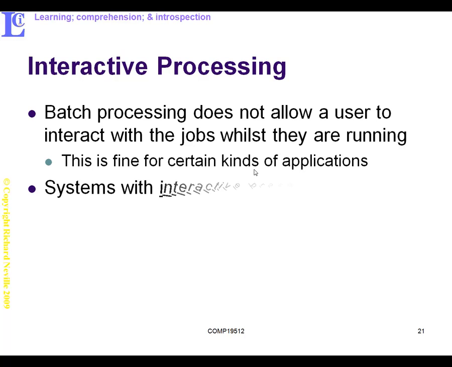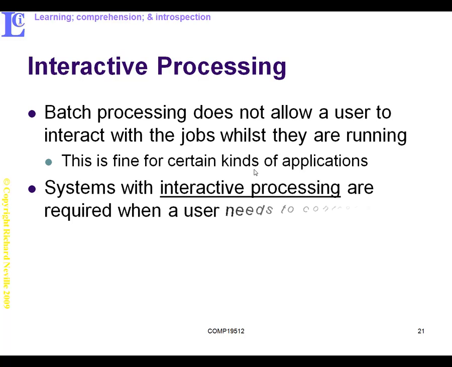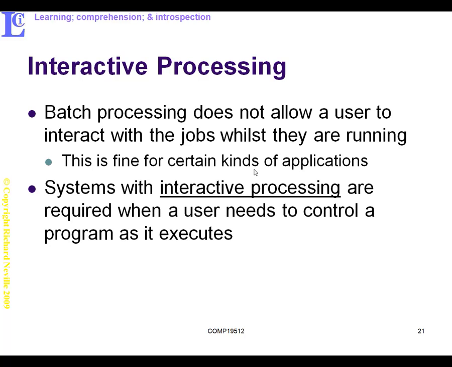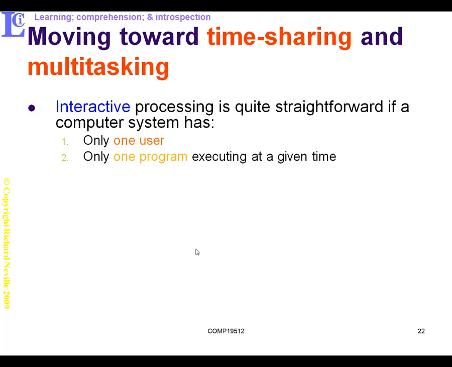So let's have a look at some examples of this. One of the ways of interactive processing needs control of a program as it executes. And examples of these, as you would gather, are word processing. That's a typical example of this.